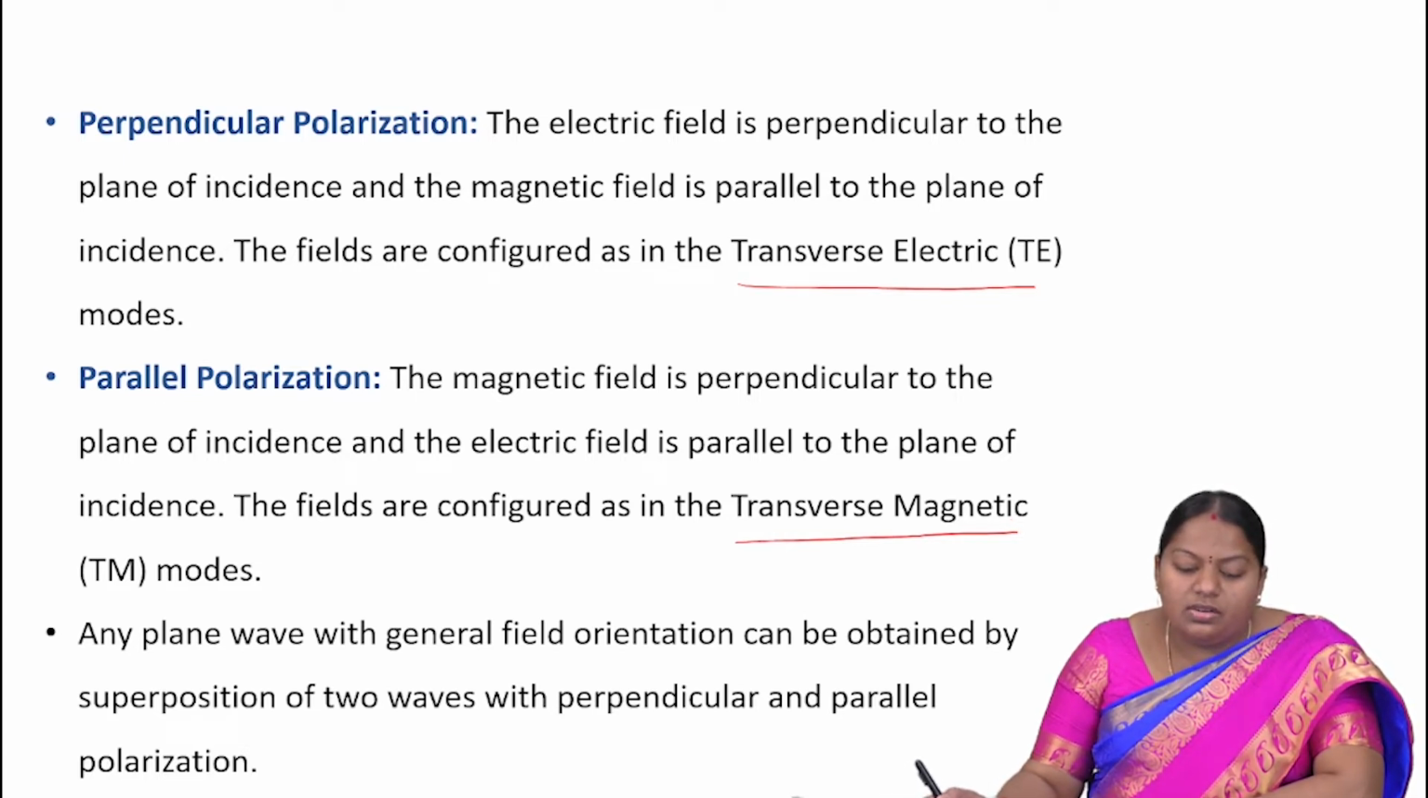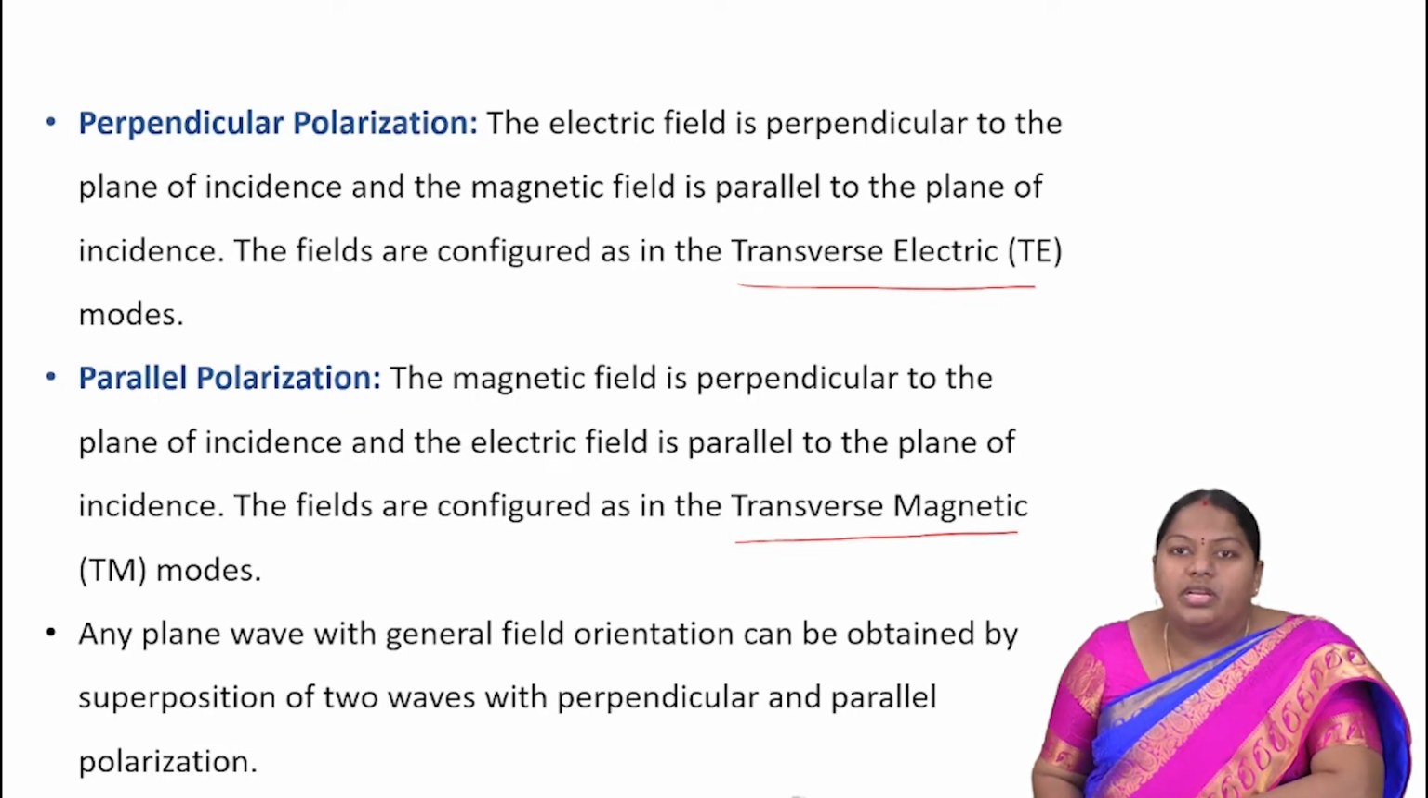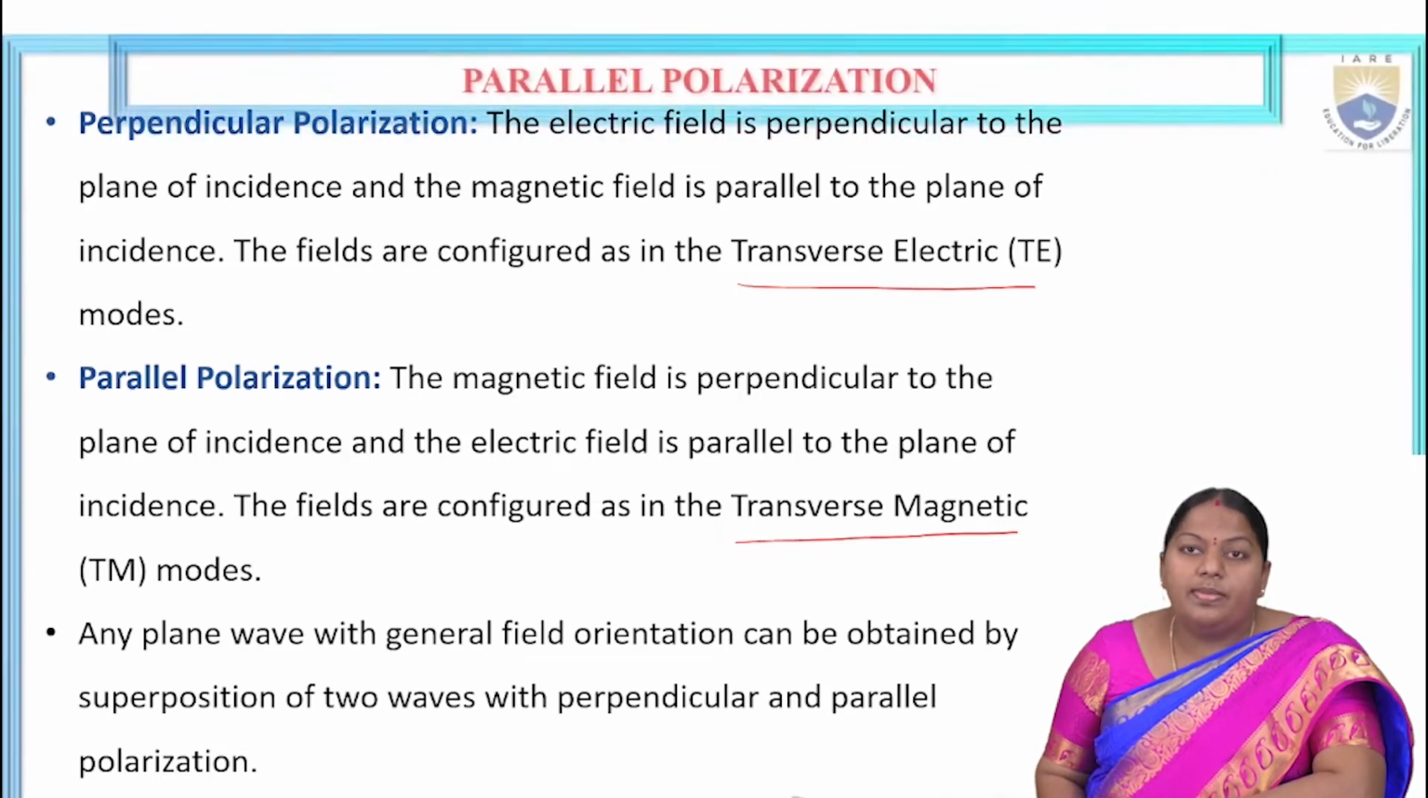The fundamental difference between these two is that in the perpendicular polarization case, the electric field is perpendicular to the plane of incidence and the magnetic field is parallel to the plane of incidence. The parallel polarization case is completely reversed: the magnetic field is perpendicular to the plane of incidence and the electric field is parallel to the plane of incidence. Next, any plane wave with general field orientation can be obtained by superposition of two waves with perpendicular and parallel polarizations. So two concepts we are supposed to consider: the perpendicular direction along with the parallel one.